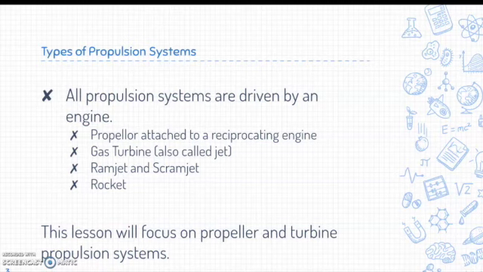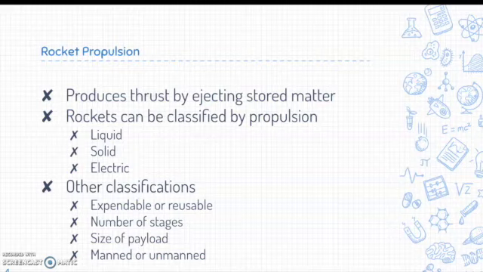So, as we studied in our last lesson, all types of propulsion systems are driven by an engine. We've already talked about the first three, and this lesson will focus on rocketry. So rocket propulsion produces thrust by ejecting stored matter. Rockets can be classified by their propulsion type, so liquid, solid, or electric, as well as other classifications: expendable or reusable, the number of stages a rocket has, the size of the payload, or if they're manned or unmanned rockets.